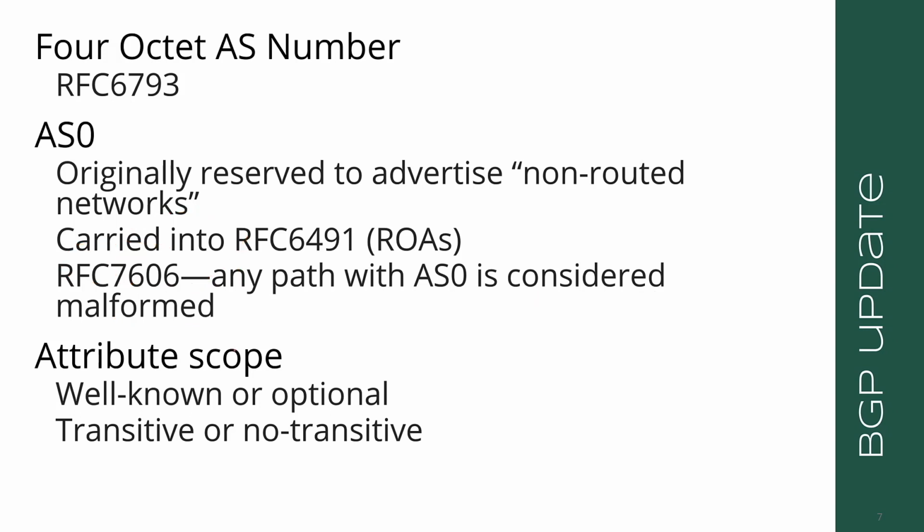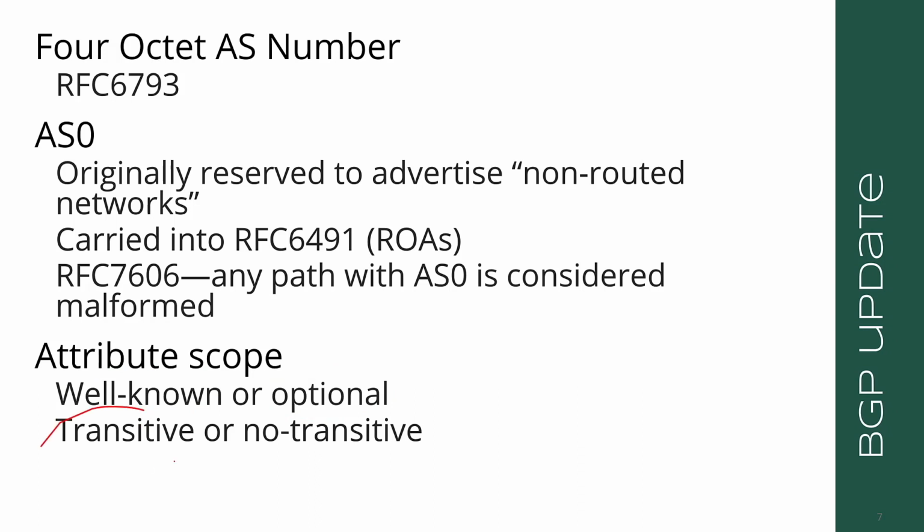Now there's one other thing that you need to know about, which is attribute scope. There are two pairs of ways of looking at attributes. They are well-known or optional. Well-known means that every BGP speaker should be able to support that attribute, whatever that attribute is. For instance, AS path is typically what's called a well-known attribute. Optional means that not every BGP speaker needs to be able to support it.